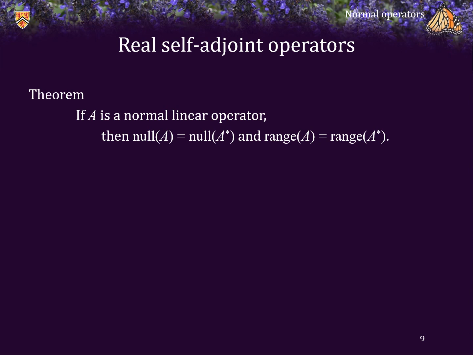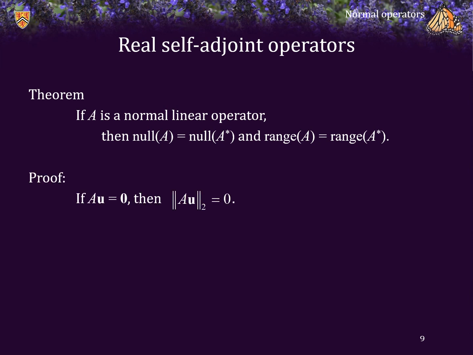Now, if A is a normal linear operator, then the null space of A is equal to the null space of the adjoint, and the range of A is equal to the range of the adjoint. This, of course, isn't always true. For real square matrices, this means that the null space of A equals the null space of the transpose of A, and the range of A is equal to the range of the transpose of A, if, of course, A times A transpose equals A transpose times A.